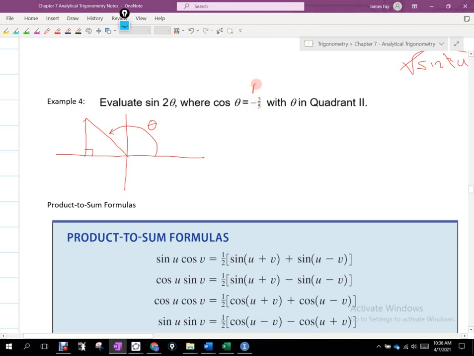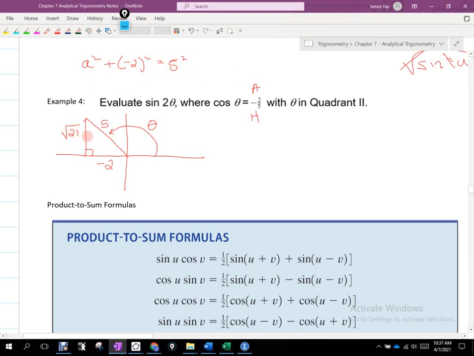So cosine is adjacent divided by hypotenuse, right? So the hypotenuse is going to be 5. The adjacent side is going to be negative 2. Remember doing this in other problems. What is this distance right here going to be? Pythagorean theorem tells us it should be radical 21. If I go a squared plus negative 2 squared equals 5 squared, solve that for a, you get radical 21.